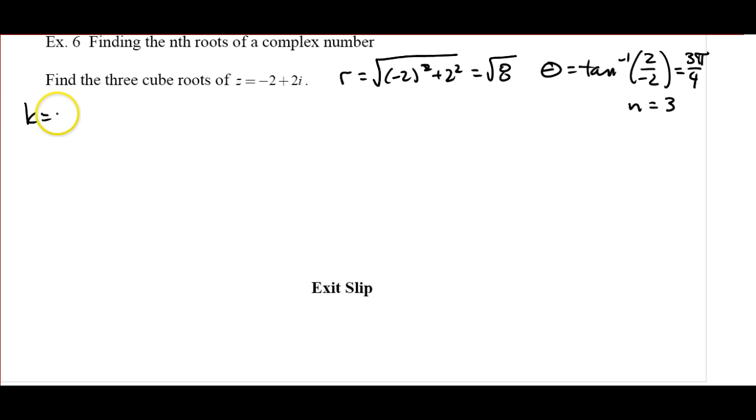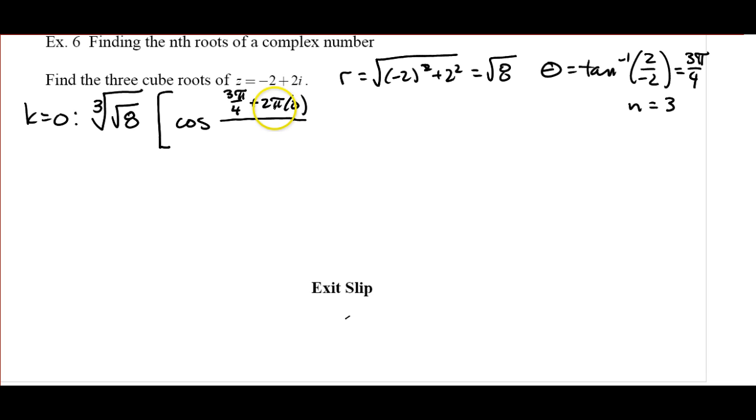So we've got k is equal to 0, so we're going to have the third root of r, which is the square root of 8, times the cosine of 3 pi over 4 plus 2 pi times 0, plugging in that value of k, over n, which is 3, plus i times the sine of 3 pi over 4 plus 2 pi times 0 over 3.